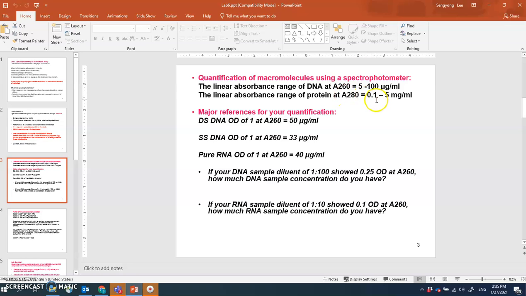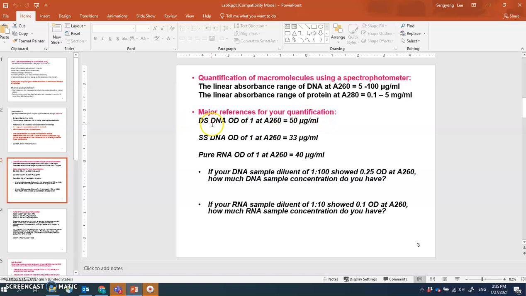So there's a linear relationship between 0.1 to 5 milligram per mil. So it's a very narrow range compared to DNA, right? So that's why you're not going to use UV light in quantifying protein sample. Okay. So major reference points for your quantification, especially DNA and RNA.